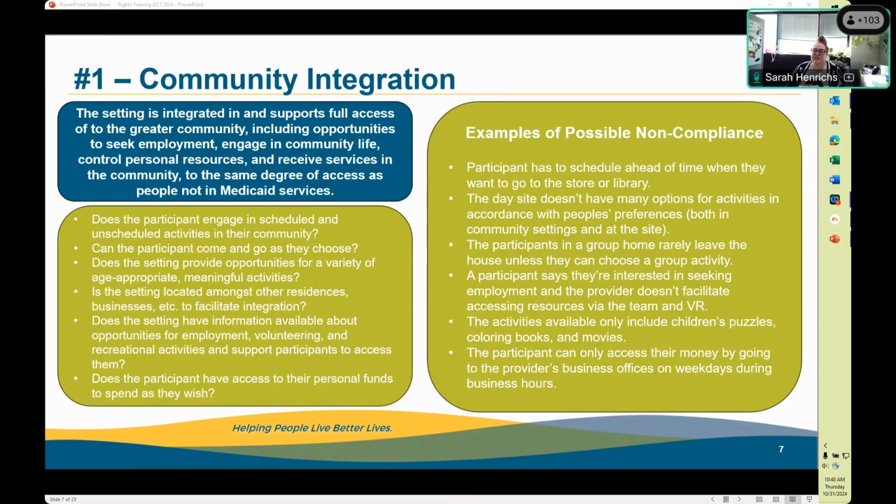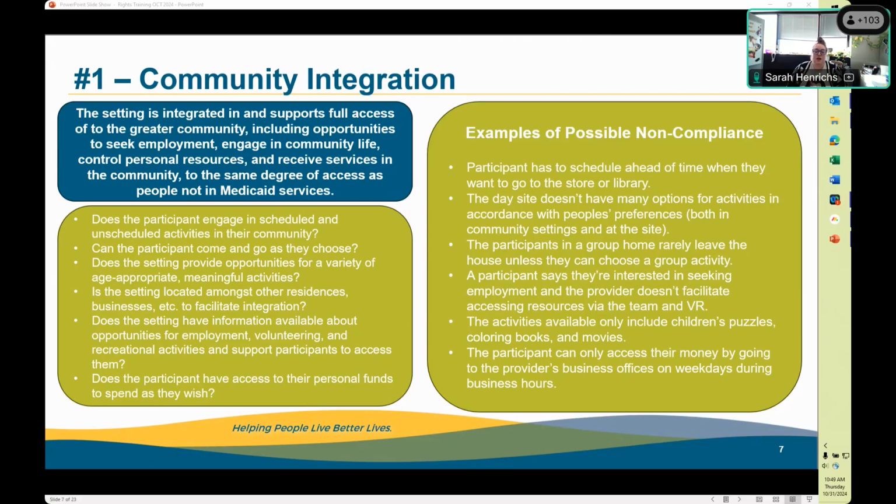Participants in a group home rarely leave the house unless they can all agree on a group activity. The participant says they're interested in seeking employment and the provider doesn't facilitate them in accessing resources through you and their team and VR. That would be concerning. Anytime a participant expresses that desire, they should at least be informing them of what resources they can use to access that and helping them connect with those types of things.